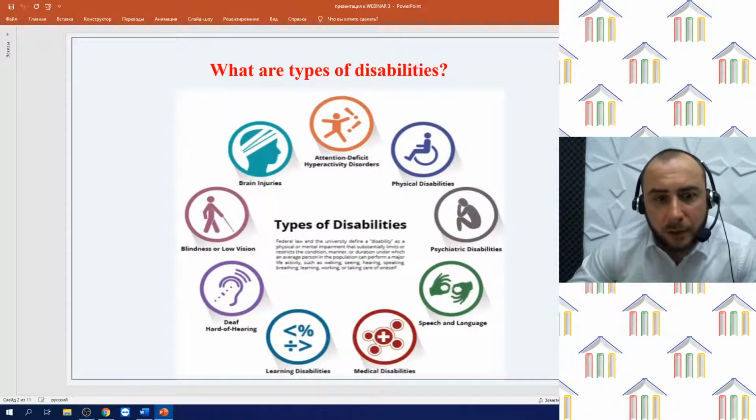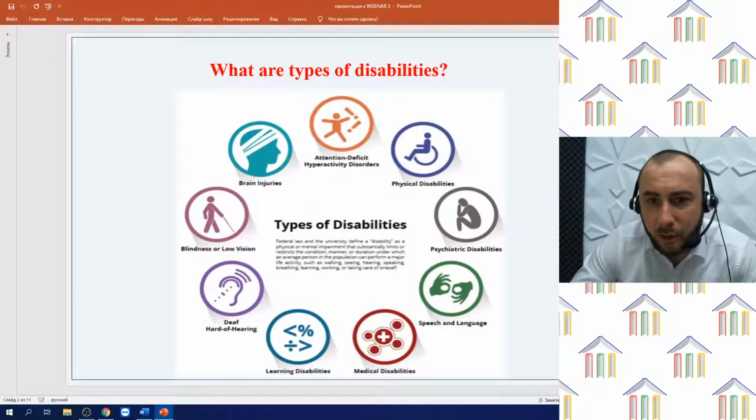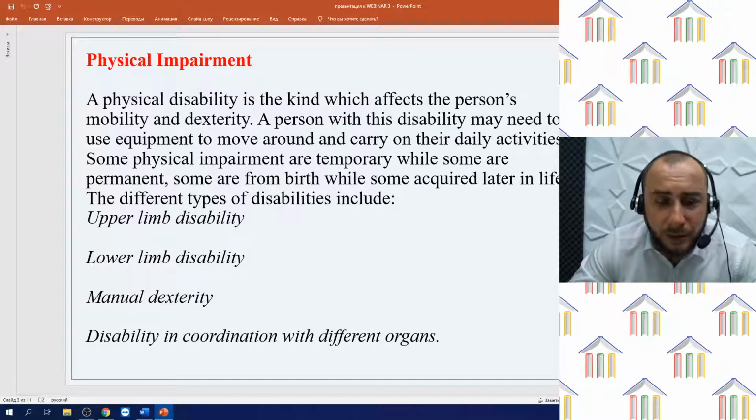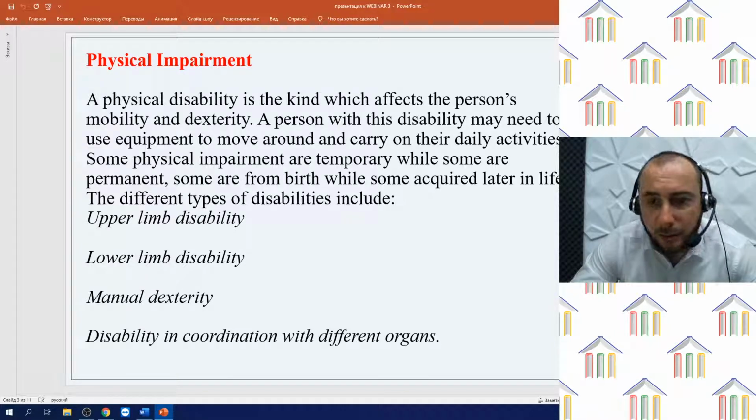So, what are the types of disabilities? There are many types of disabilities, but they are generally divided into the following categories. Let's talk about each of these categories. Physical impairment. A physical disability is a kind which affects the person's mobility and dexterity. A person with this disability may need to use equipment to move around and carry on their daily activities. Some physical impairments are temporary while some are permanent. Some are from birth while some are acquired later in life.